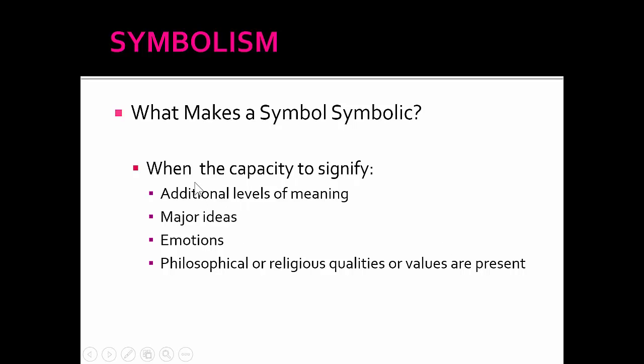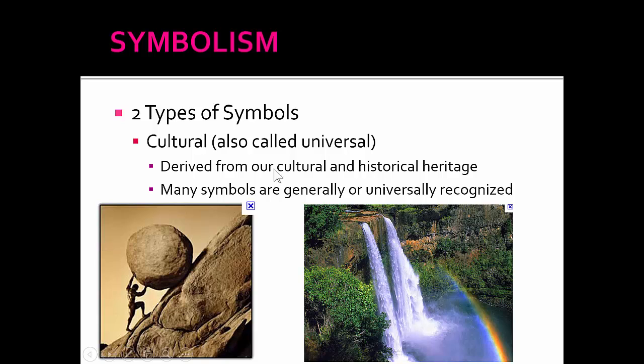So what makes a symbol symbolic? It needs to have additional levels of meaning, obviously. It needs to have major ideas. It usually has some kind of emotions attached to it, like we were just talking about. They could be philosophical or religious qualities or values, something. There needs to be something else with it, like we were just looking at in that diagram.